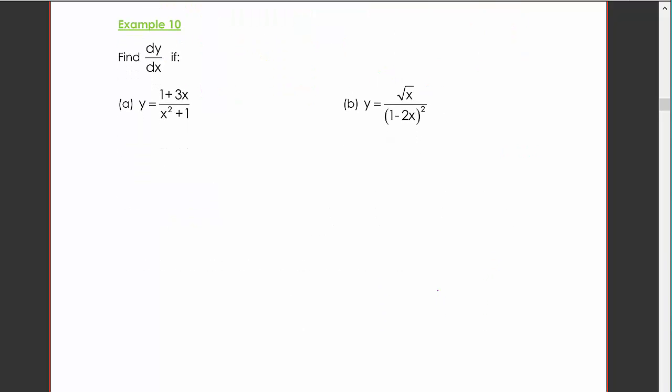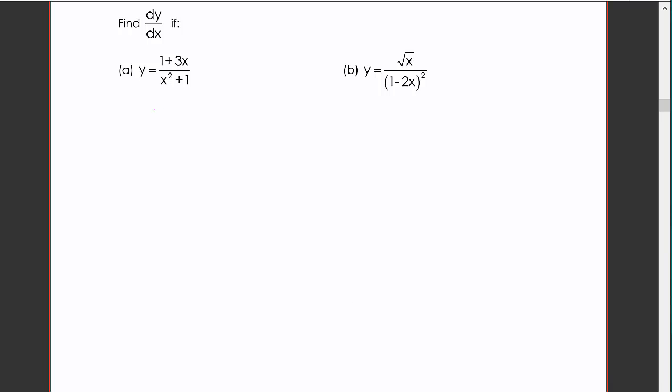Okay, so it's easier just to see how it works. So if we look at this one, u has to be the top function, the function in the numerator. So u is 1 plus 3x. v is x squared plus 1. So du/dx is equal to 3, and dv/dx is equal to 2x.